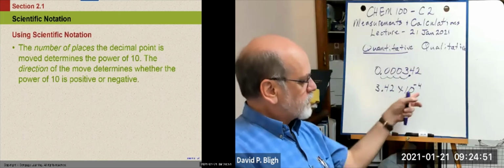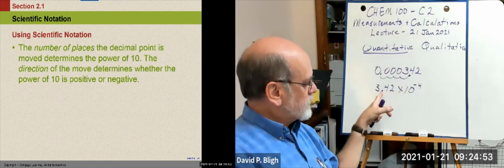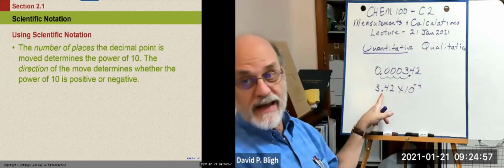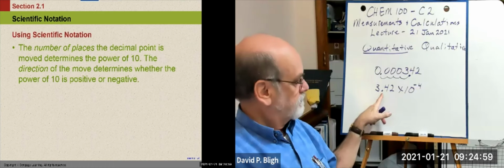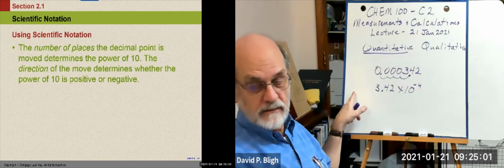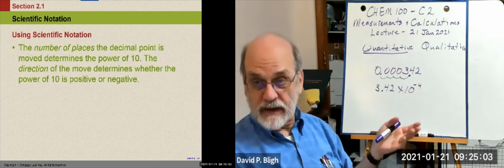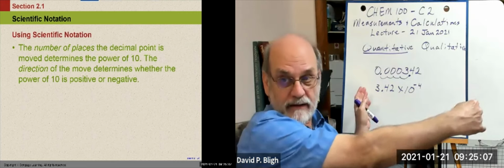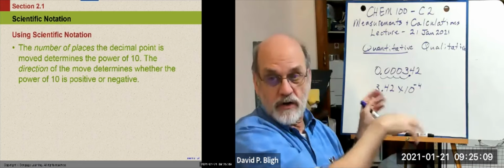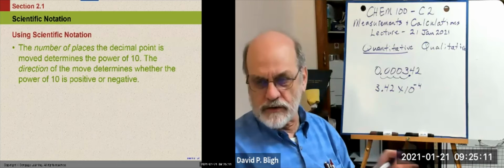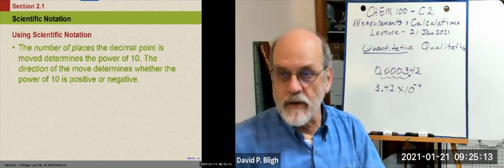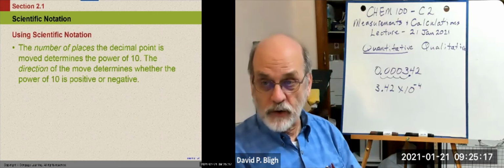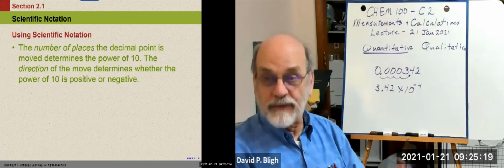So in order to change this back, you just start here, and to get rid of those, you move to the left four places. With our 93 million, 9.3, you move seven places to the right. And as you go, you add zeros because they're placeholders. In this system, the zero is a placeholder. If you don't have the zero to hold the place, then the number is different.